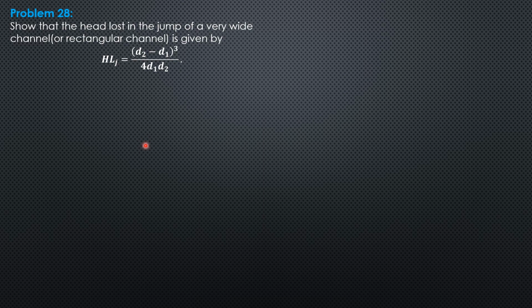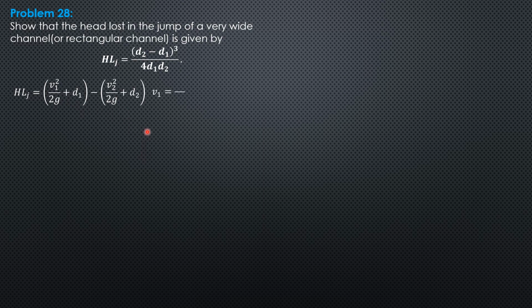So that's the formula. Let's begin with head loss in the jump, which is specific energy before the jump minus specific energy after the jump. I hope you can recall that. Specific energy at 1 minus specific energy at 2.